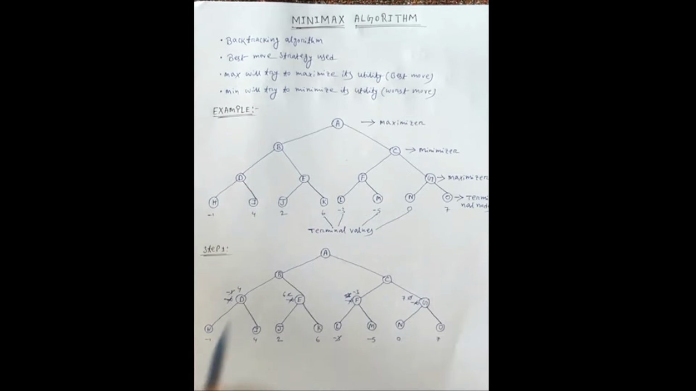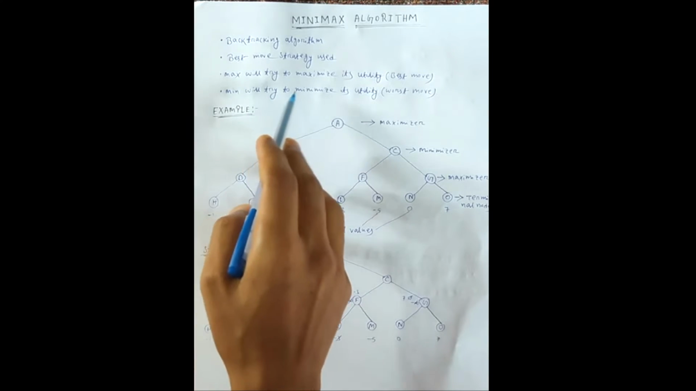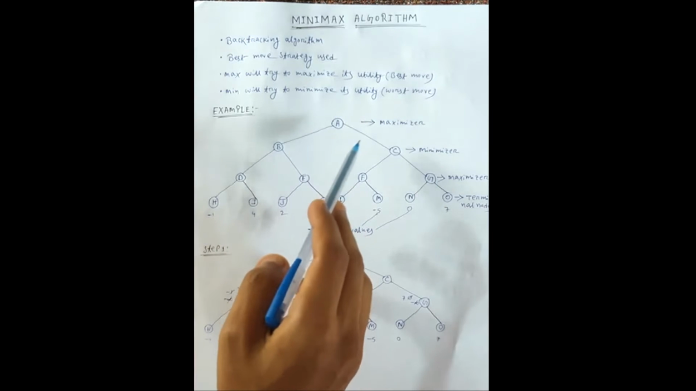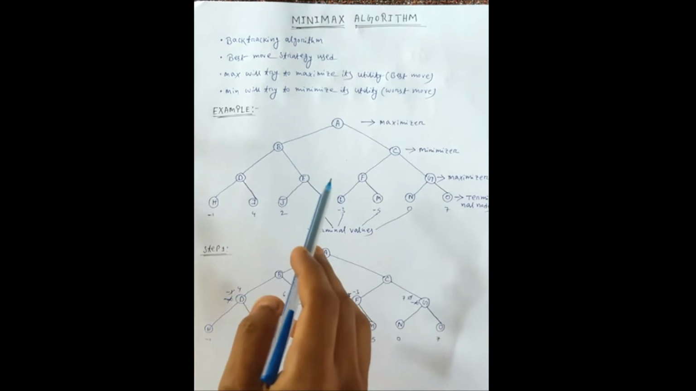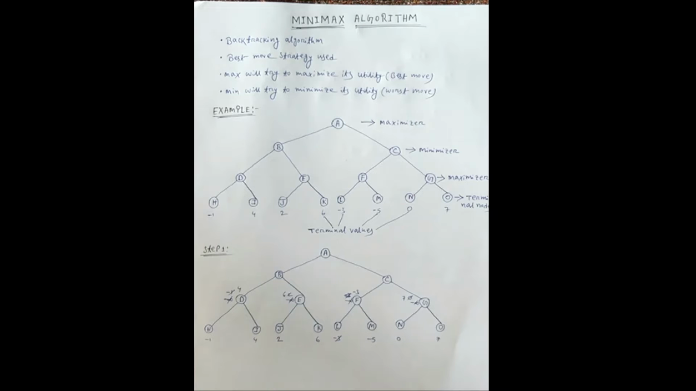And then it says max will try to maximize its utility and min will try to minimize its utility. It means if there are two players, one will try to maximize his utility and minimize his opponent's utility. The opponent will also try the same thing. Let's take an example. By this we can understand this algorithm.